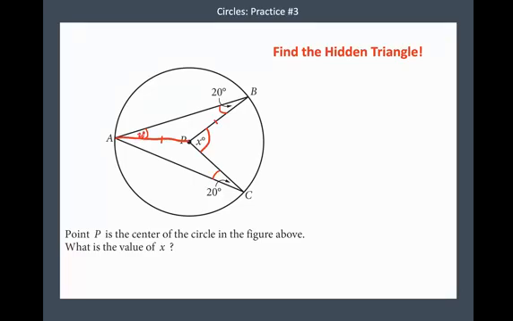Same on the bottom triangle. The 20 degrees must match, because this is congruent as well, also being a radius, to the 20 degrees here.